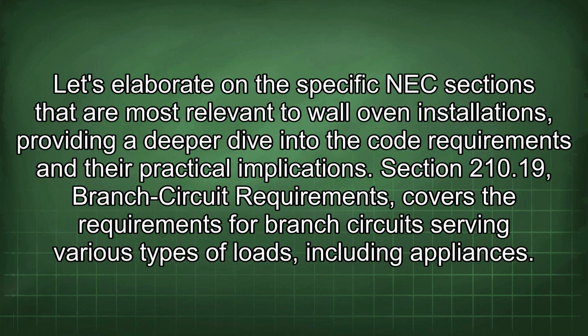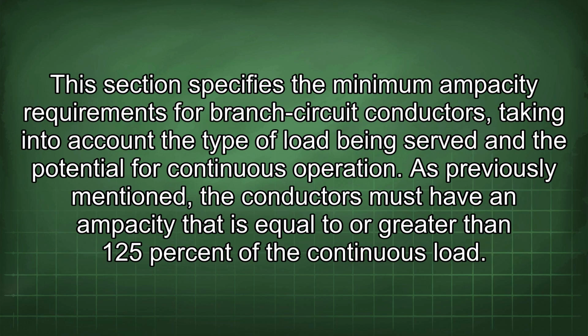Let's elaborate on the specific NEC sections that are most relevant to wall oven installations, providing a deeper dive into the code requirements and their practical implications. Section 210.19, Branch Circuit Requirements, covers the requirements for branch circuits serving various types of loads, including appliances. This section specifies the minimum ampacity requirements for branch circuit conductors, taking into account the type of load being served and the potential for continuous operation.